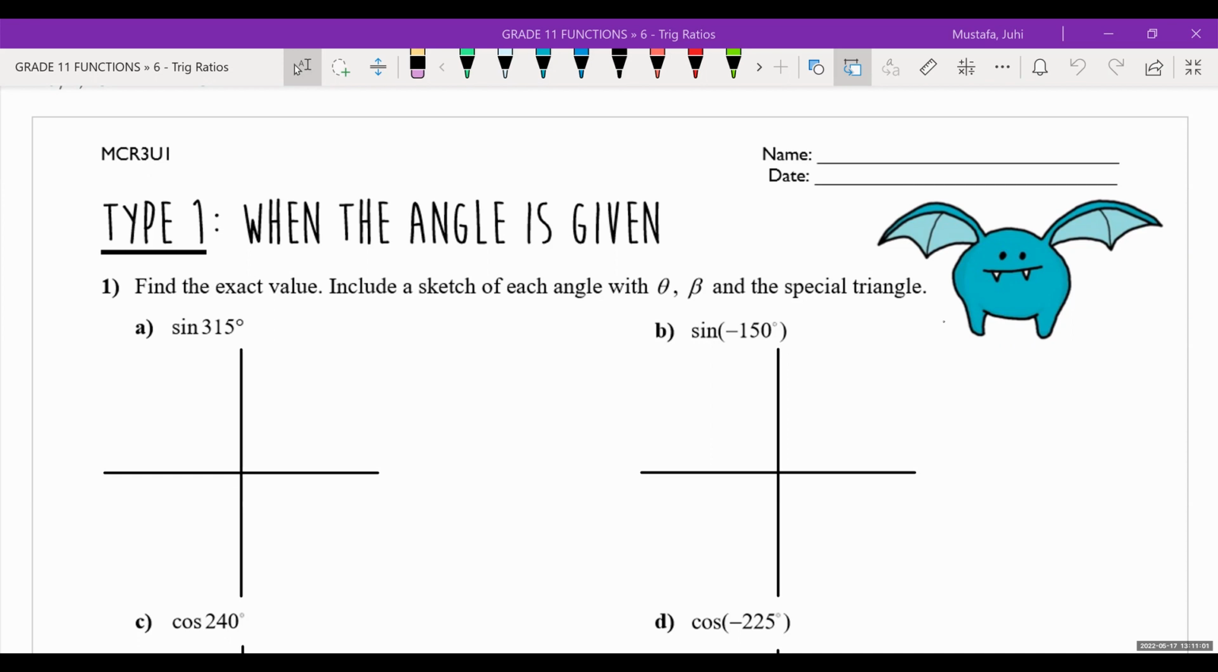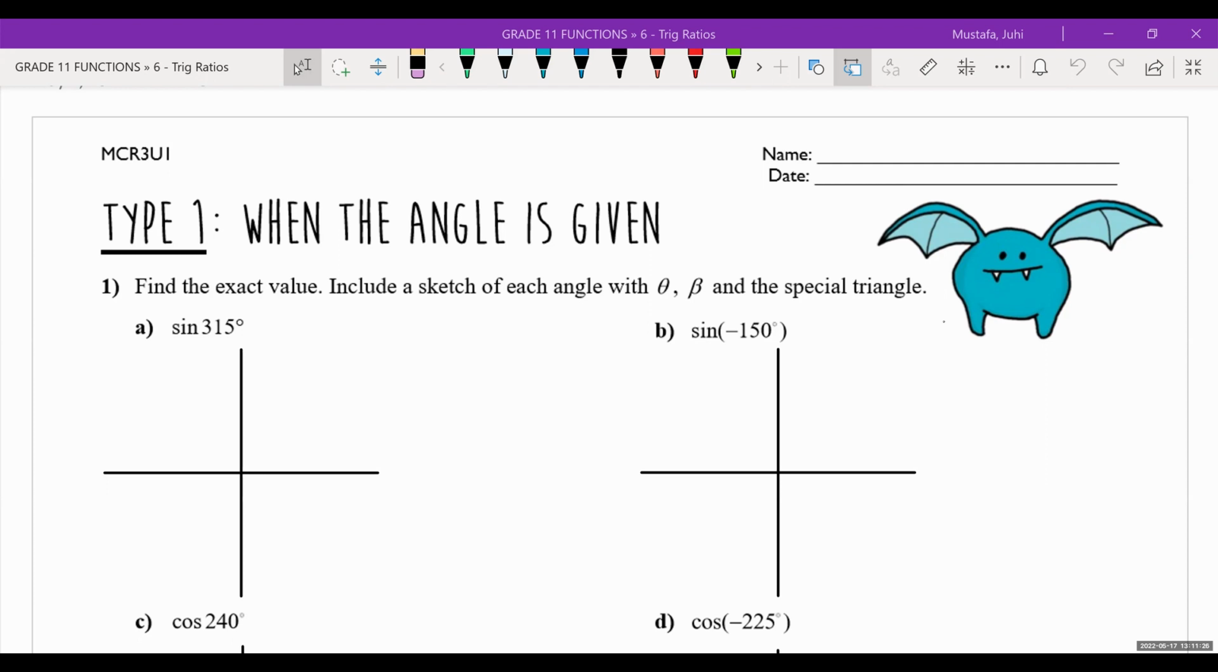Type 1 is when the angle has been given to us. So for all of these questions, you're going to have the word sine, cos, tan, or secant, cosecant, cotangent, and then an actual angle will be given to you. Now, we are not going to be using a calculator to solve these. So I will know when you've used a calculator because you're going to get decimals, but we want exact answers. So it'll be very obvious when you have done it correctly and when you haven't.